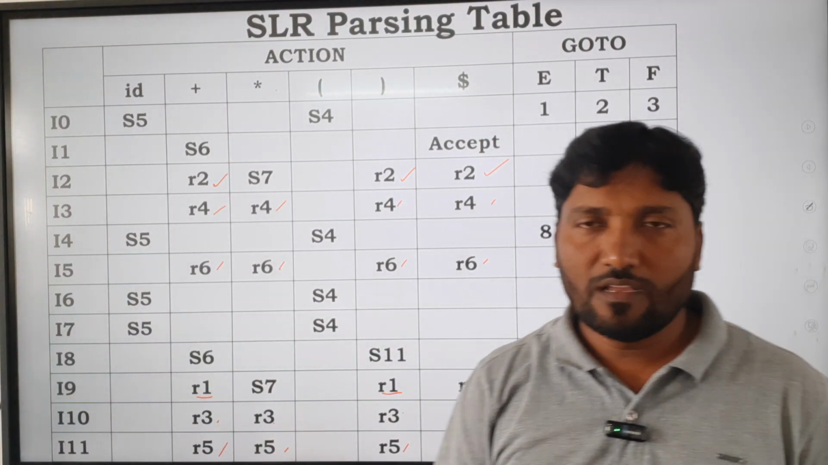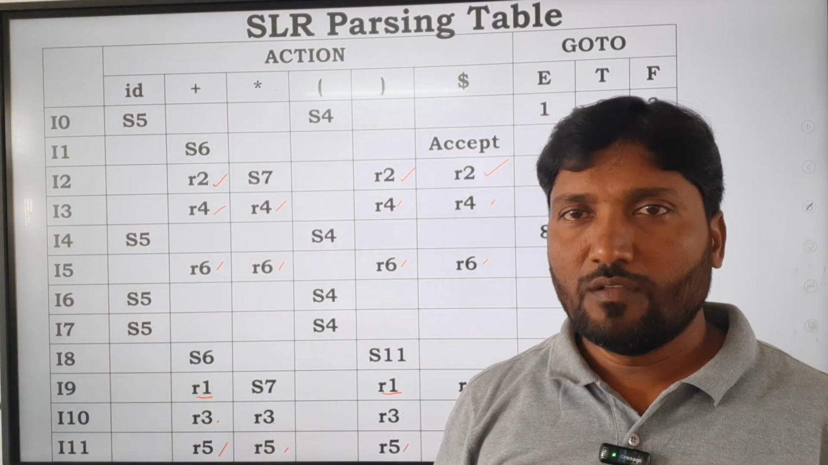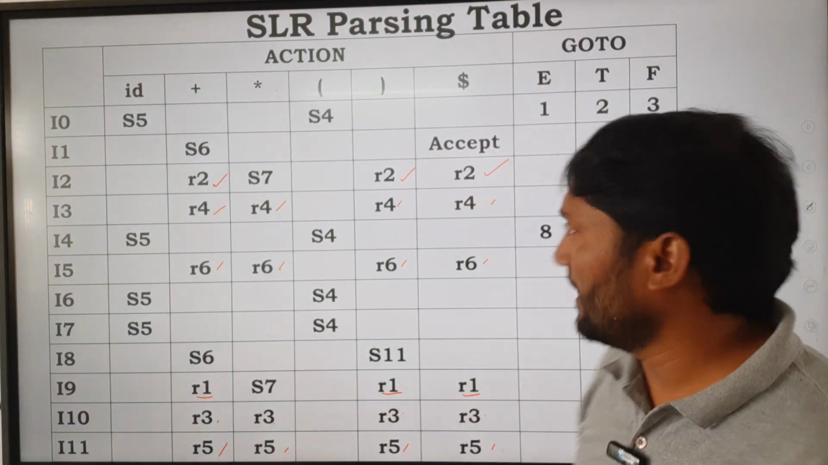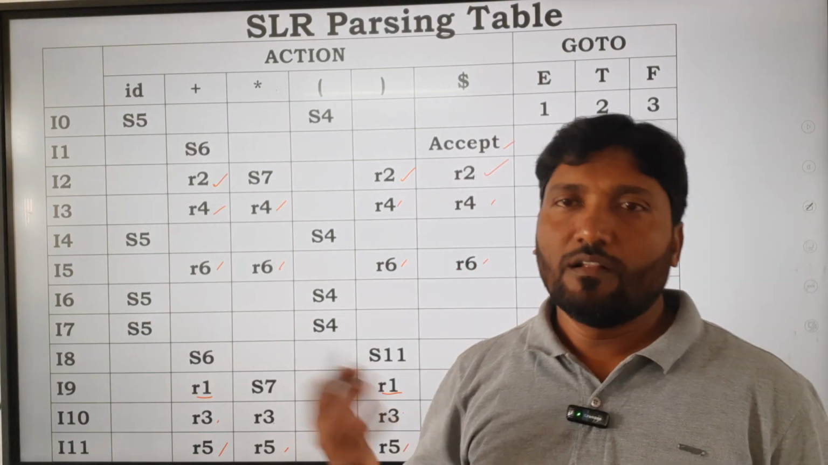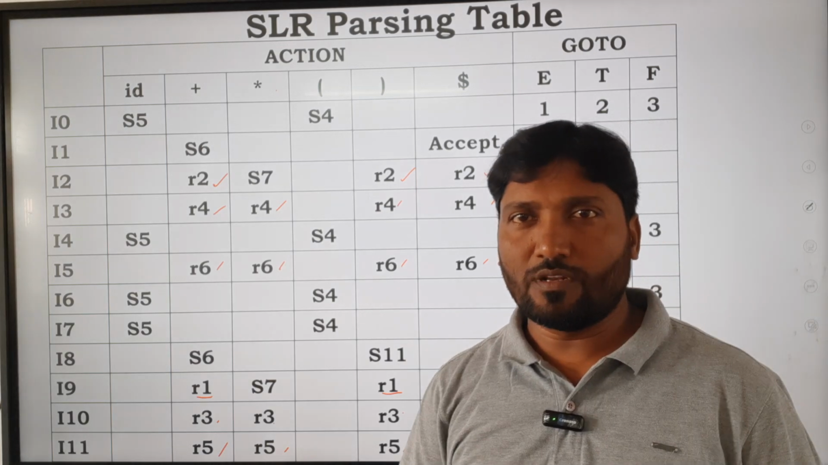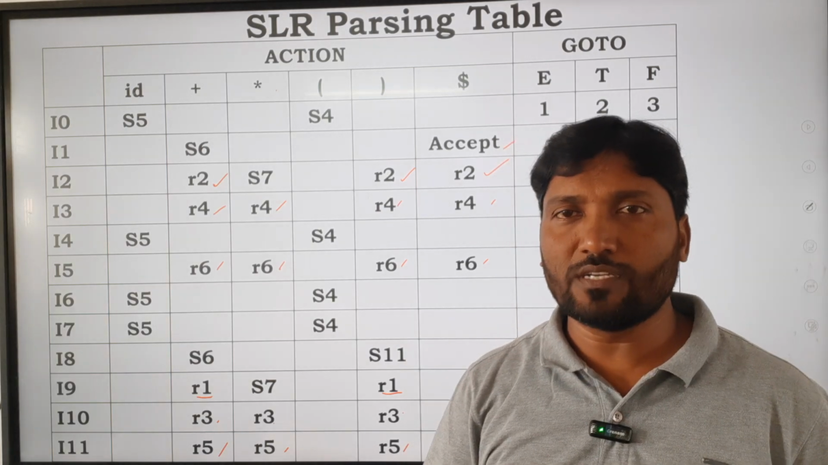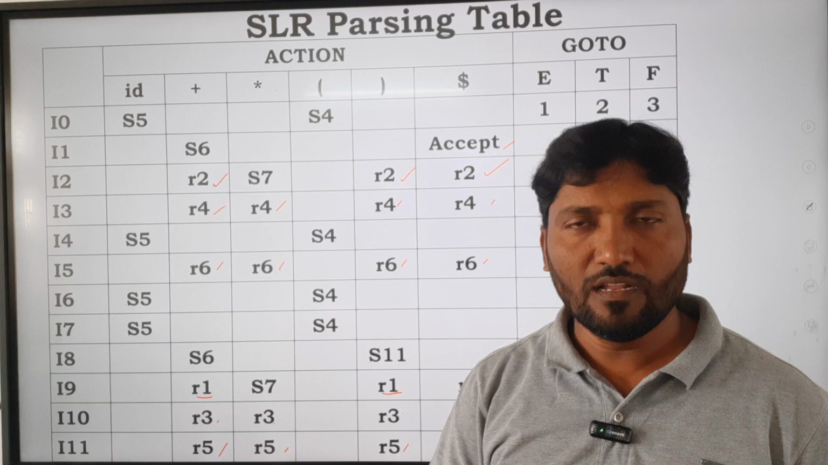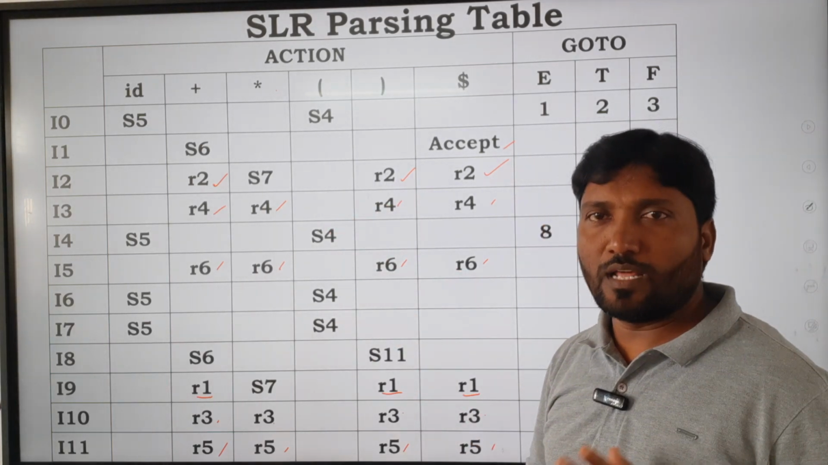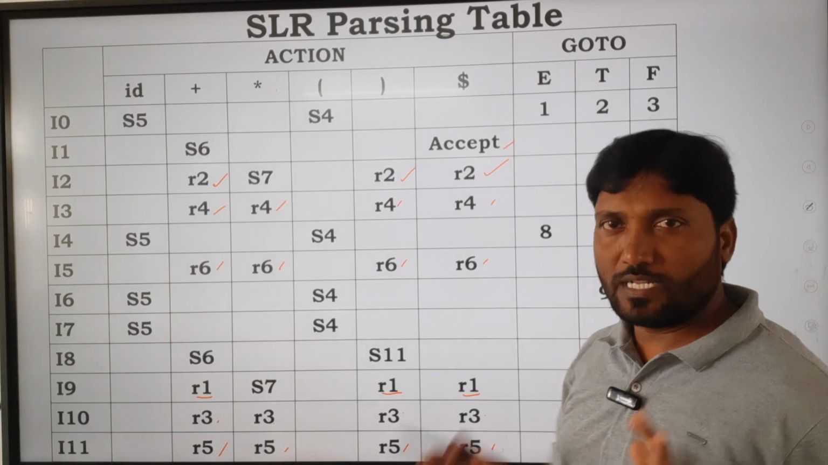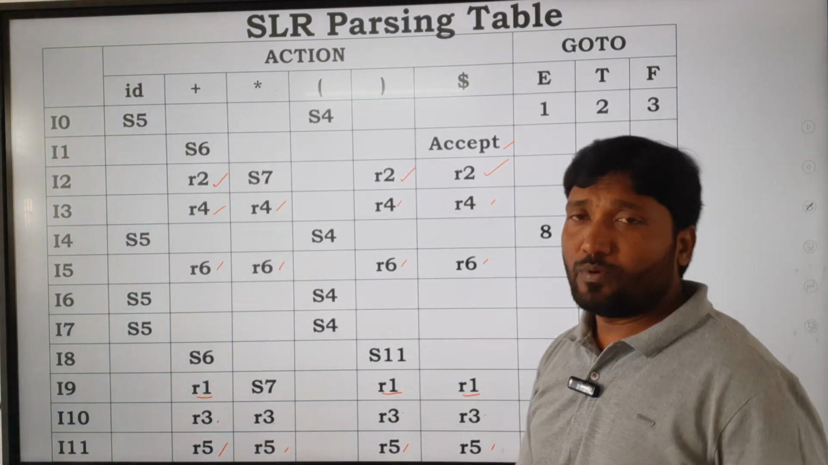As we know, in every table we have to fill 1 comma $ as accept, because the augmented grammar ends in I1, that is called the closure of I1. Whenever we apply the goto function on the augmented grammar, it ends in I1. So that is why you have to fill the default value: 1 comma $ is filled with accept. Till now, the action table is over.